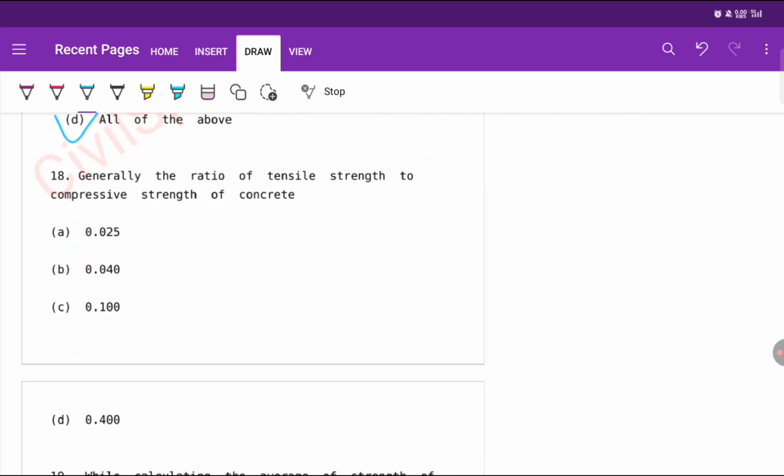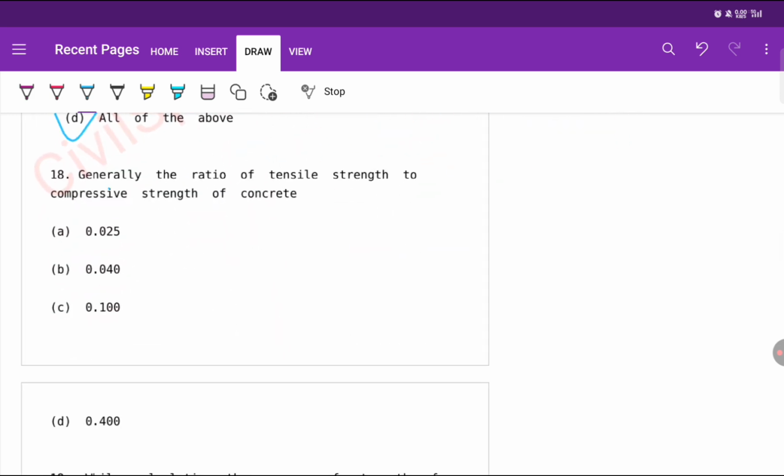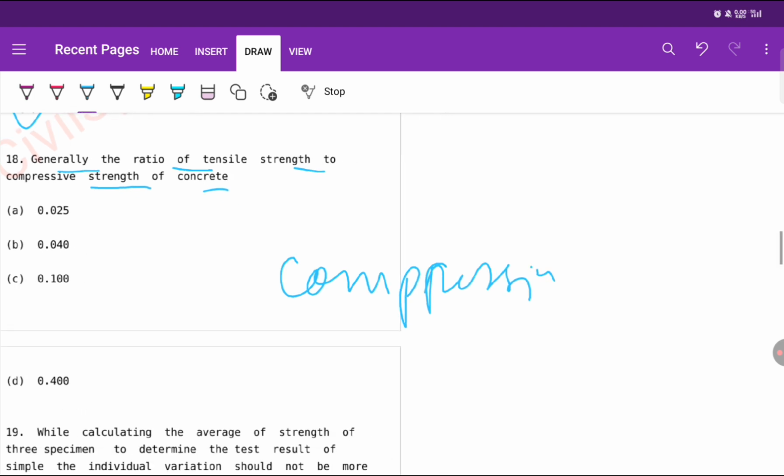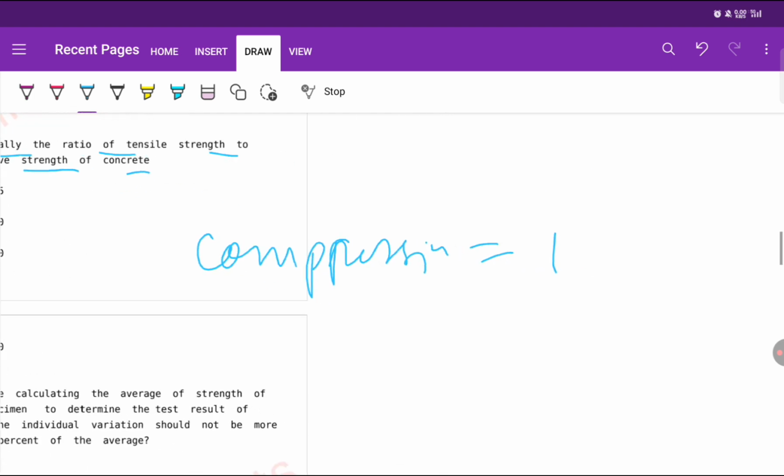Okay, question number 18. Generally the ratio of tensile strength to compressive strength of concrete. So generally we know that the tensile strength of concrete is negligible, right? So compressive strength is 10 times of tensile strength of concrete.